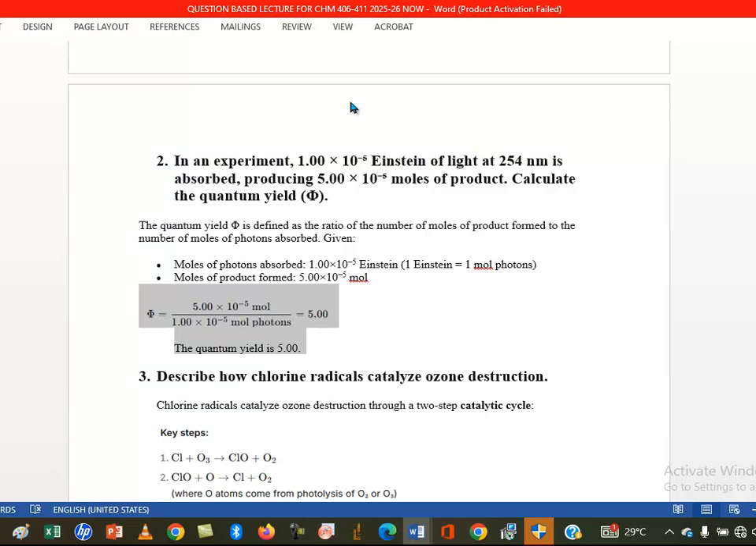So for the quantum yield, we are looking at the amount produced over the amount absorbed. That is quantum yield: amount produced over amount absorbed. Which is what you have here. 5 times 10 to the power minus 6 is produced. 1 times 10 to the power minus 5 is absorbed, right? And then you have 5.